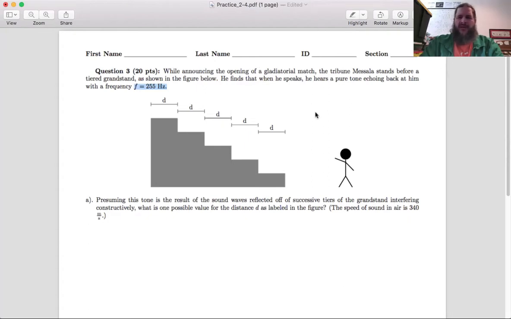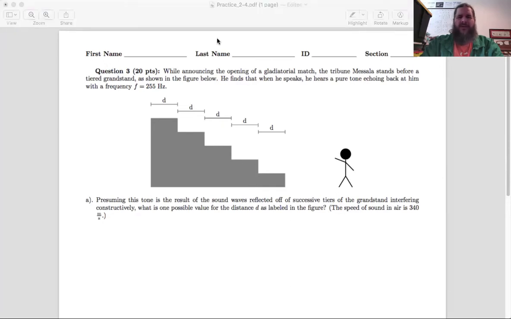So to begin with, I would look at the idea of what's the difference between the waves? Because for interference, you've got to have two waves. If there's only one guy shouting, how is this two waves? It's bouncing off the stairs back at him. Yeah, and there's many stairs it can bounce off of.